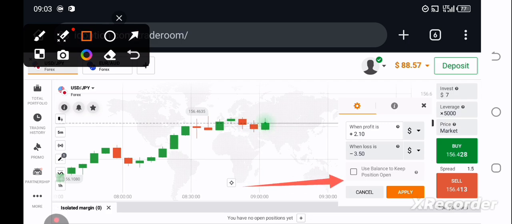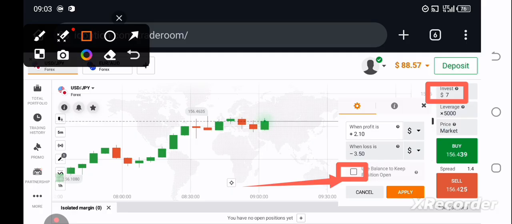This small box, don't ever tick it. Don't ever use your balance to keep position open. Make sure you are only using your invested amount. So that means if you run out of this $7 investment capital, that is when you will get a margin call, or that is when the trade will close automatically.